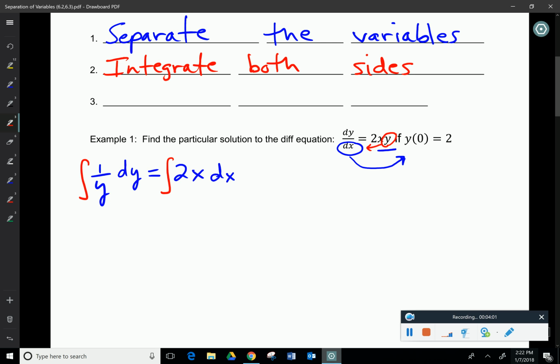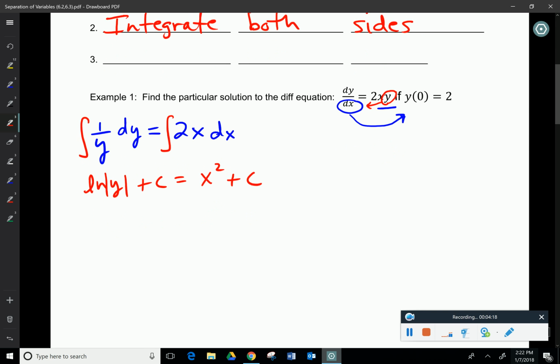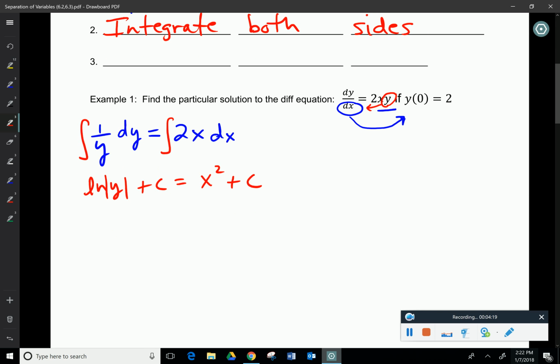So here's what I'm going to have. On the left side, when I integrate 1 over y, I'm going to get natural log of y, absolute value, plus c. And then on the right side, when I integrate 2x, I'm going to get x squared plus c. Now I want you to look at something. Notice I have a plus c on both sides. Just because I used a c in both cases, that doesn't mean they're the same constant, right? Either side could have a constant added.